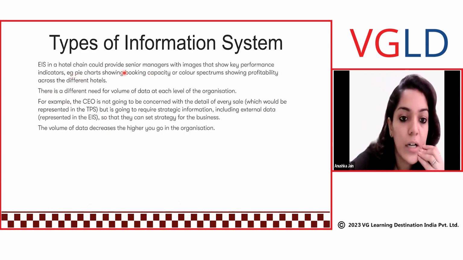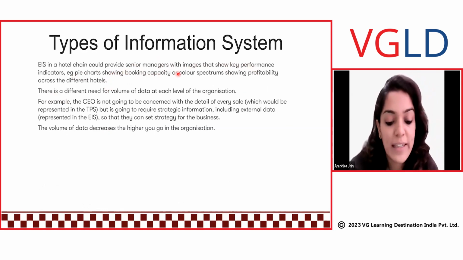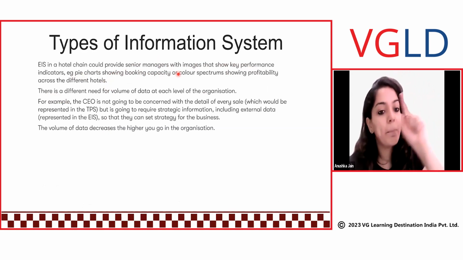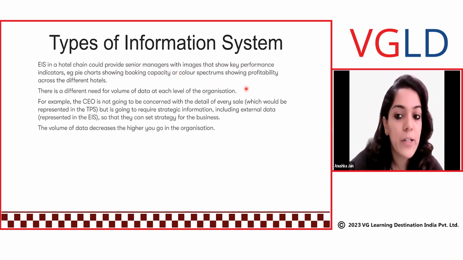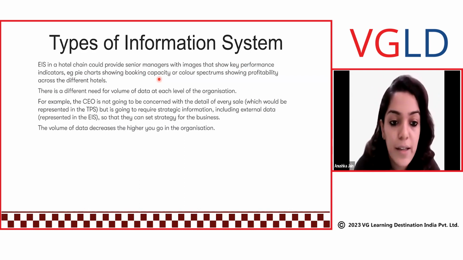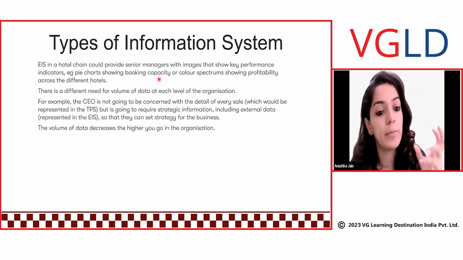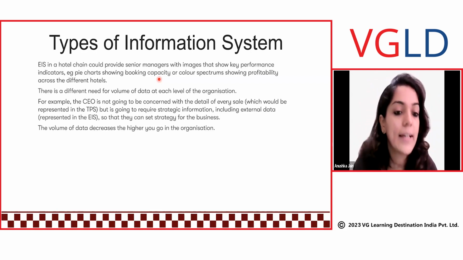An EIS in a hotel chain could provide senior managers with images that show key performance indicators. Examples: pie charts showing booking capacity. So booking capacity is, let us say, 100 rooms. Out of that, 80 rooms have been booked. So you could use a pie diagram showing that 80 rooms are utilized and 20 are unutilized. Or color spectrums showing profitability across the different hotels. If you have a hotel chain, what is the profitability of each hotel in that chain? Different color spectrums could be used. If a hotel is highly profitable, a perfect green color. If it is less profitable, lighter shades of green, like that.